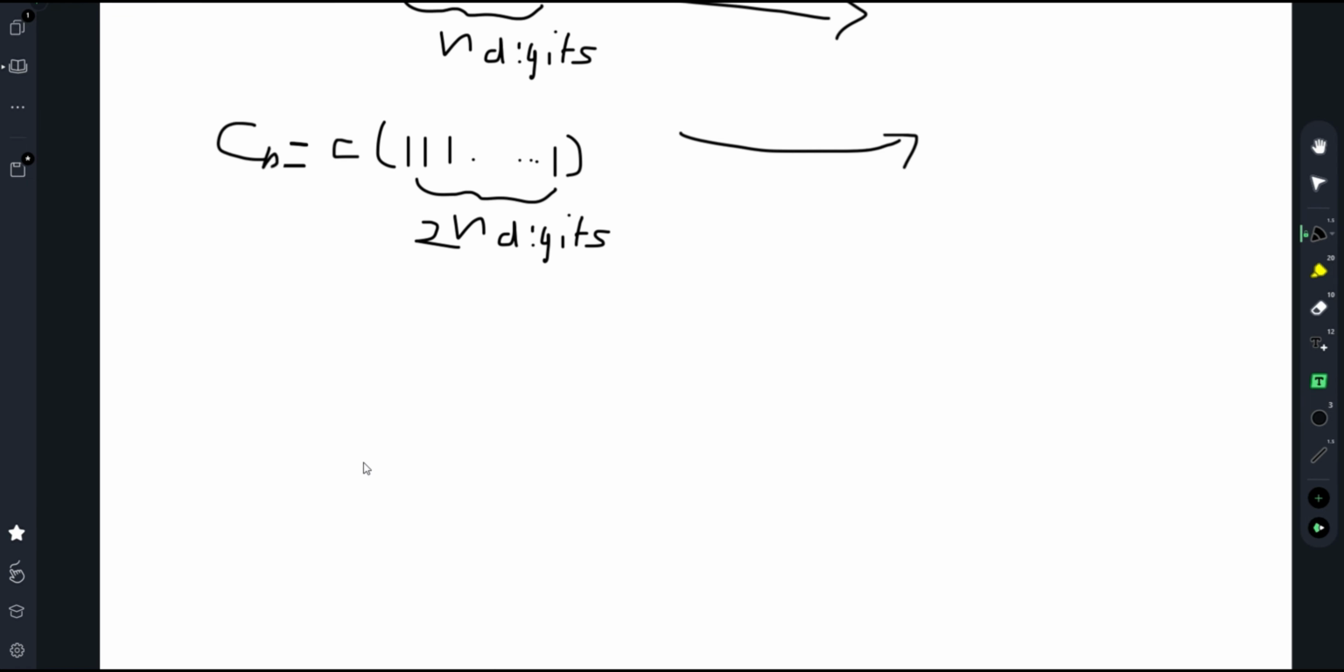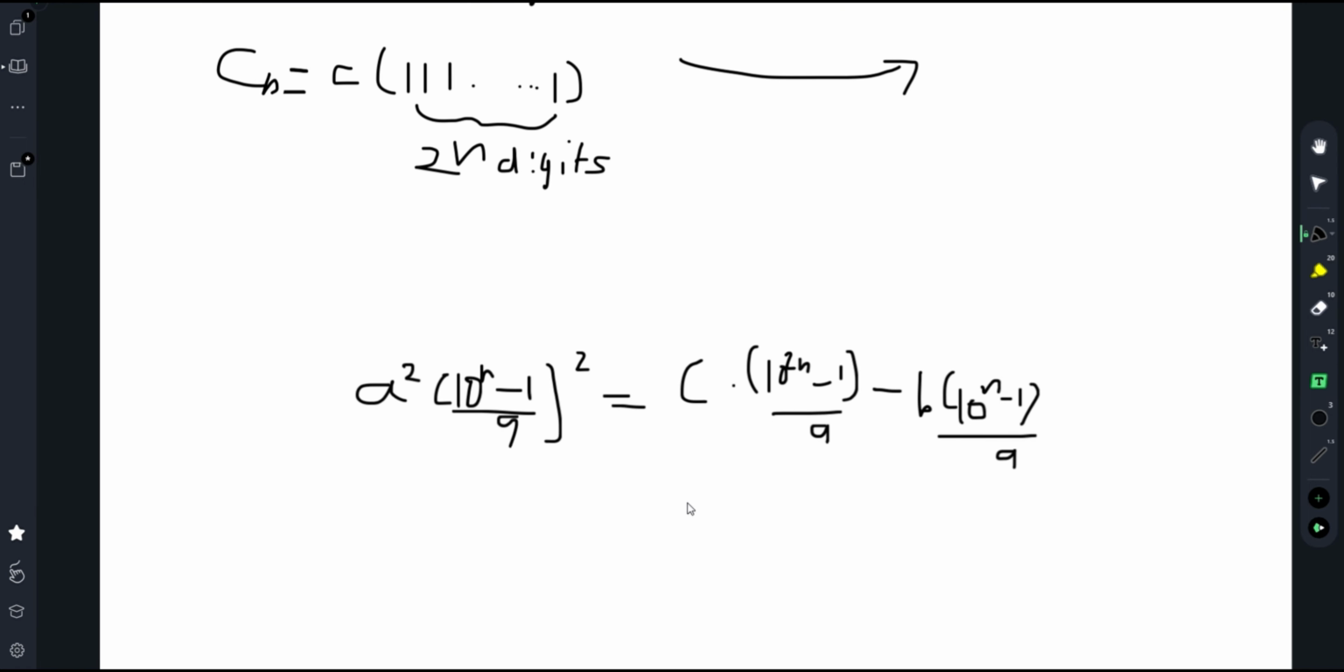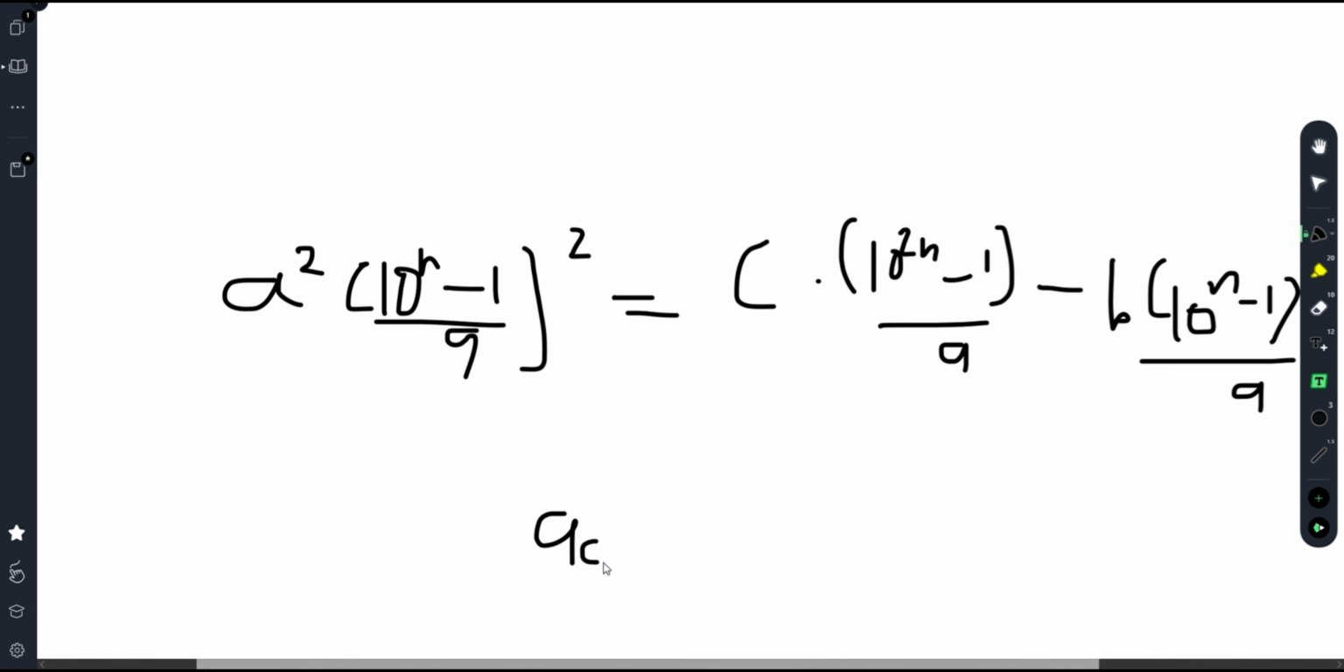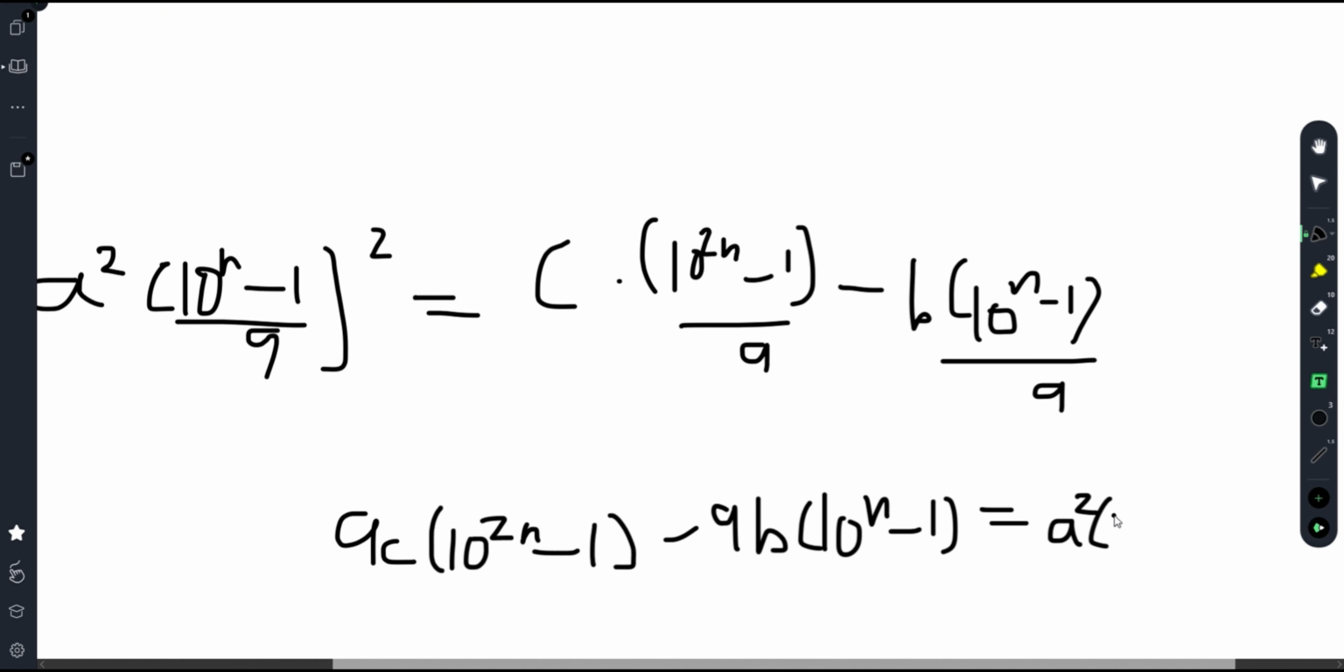So what we have now is a squared times (10^n minus 1) over 9, squared, is equal to c times (10^2n minus 1) over 9 minus b times (10^n minus 1) over 9. So we can start equating these and simplifying. We can multiply 9 on both sides. We get 9c times (10^2n minus 1) minus 9b times (10^n minus 1) is equal to a squared times (10^n minus 1) squared.